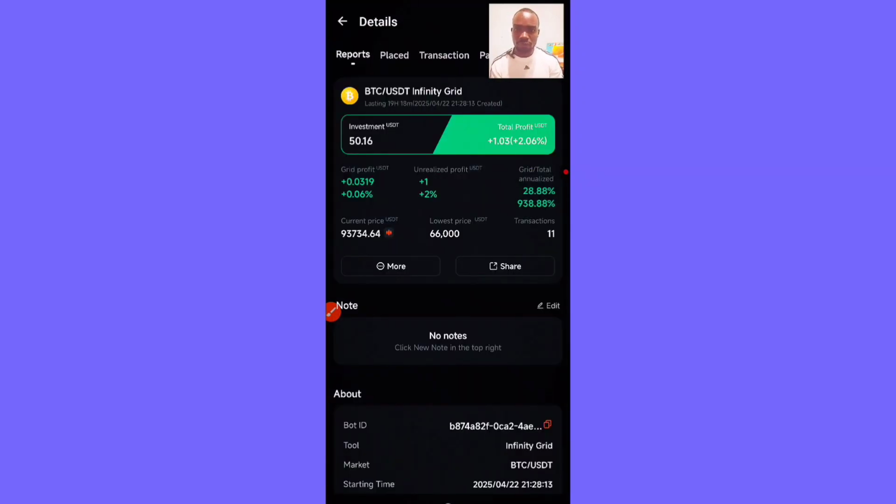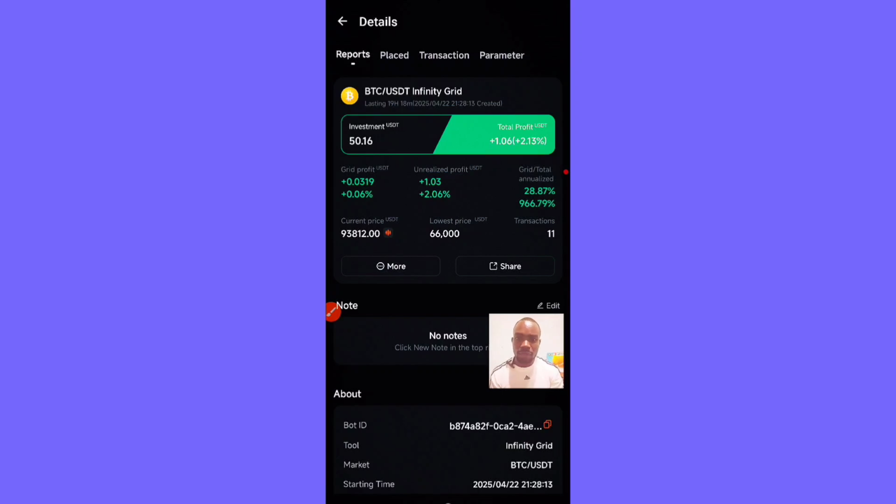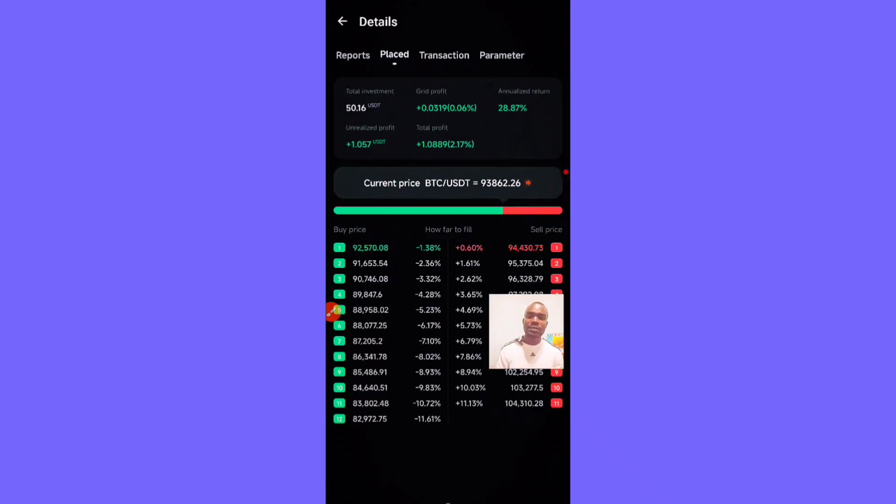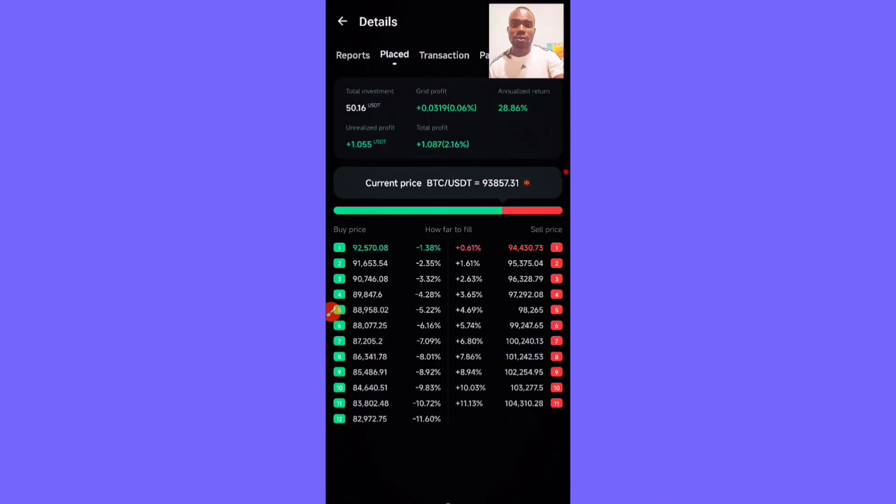Then under the details, you can see more on this one. You have the report about the current price, the lowest price, the transactions, and the profits that you are making. And then the placed part is what I want to put my focus on. You can see I have my total investment. Then I have the grid profit so far in May. It's making me 3 cents. Then it's an annualized return of 28.86%. Then unrealized profit is $1. Total profit, you can see it there.